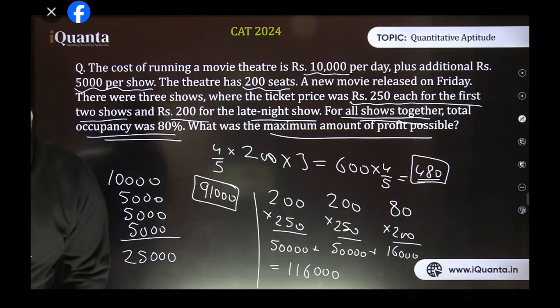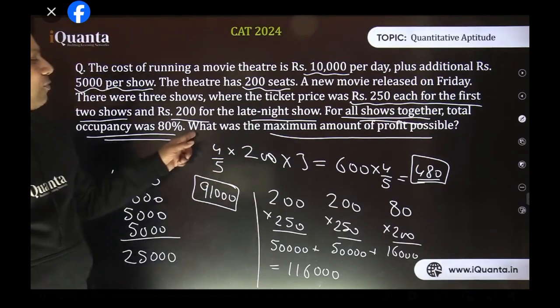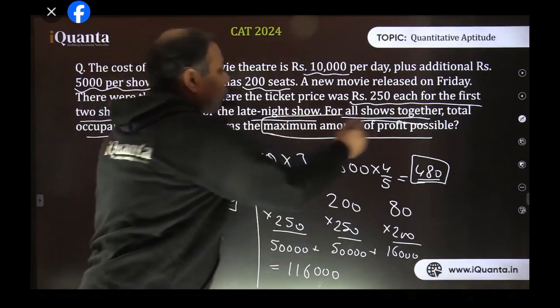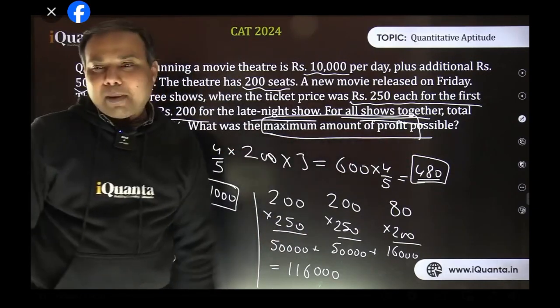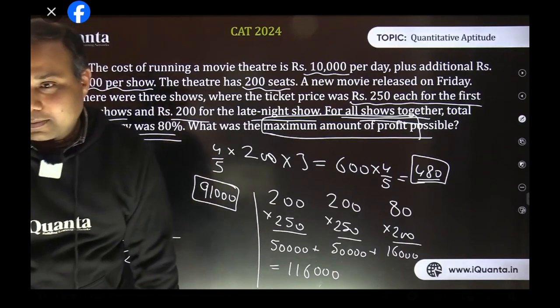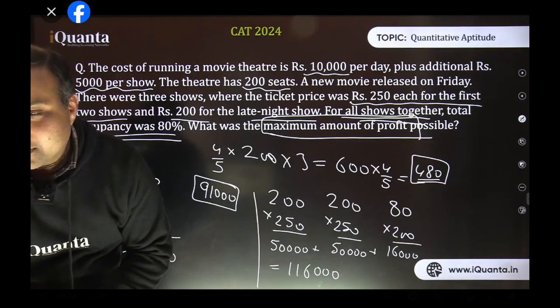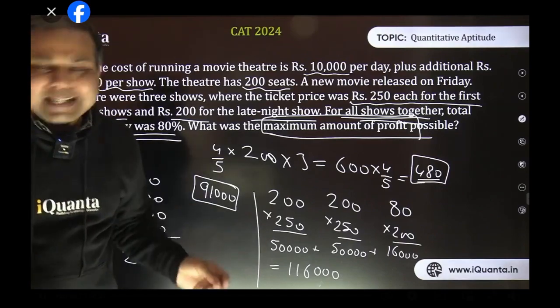Fine. Why not take the average? It is not asking about the average. It is just asking what was the maximum amount of profit. It is not asking the average profit, or the profit percentage. It is simply asking about the maximum amount of profit. So simple subtraction. Yes, it is a simple question, and the calculation is also not intensive.